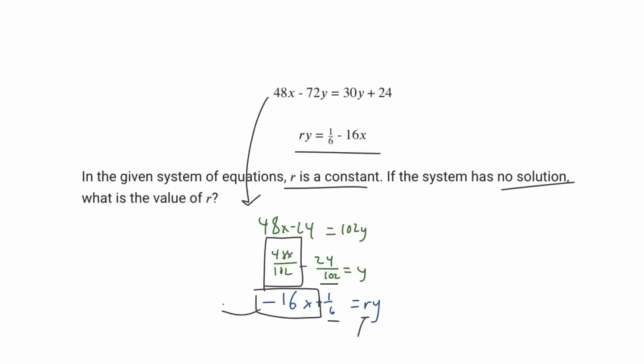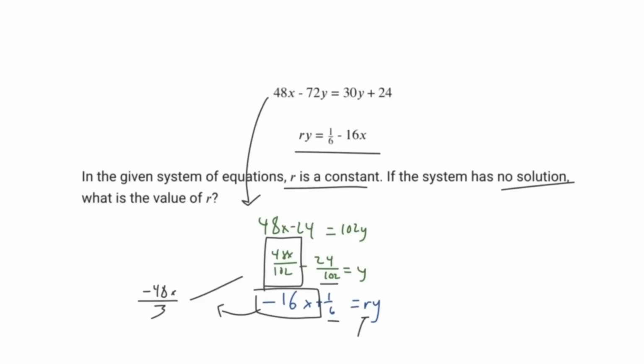Another thing to note here is that negative 16x can be rewritten as negative 48x over 3, right? That's the exact same thing as negative 16x. And now we can see the direct comparison between negative 48x over 3 and 48x over 102. So from 3 to 102, what value is that? Well, that value is 34, right? So if we get the value of 34, we can convert the denominator of 3 to the value of 102. Another thing here is that R, we know now, has to be 34, right?